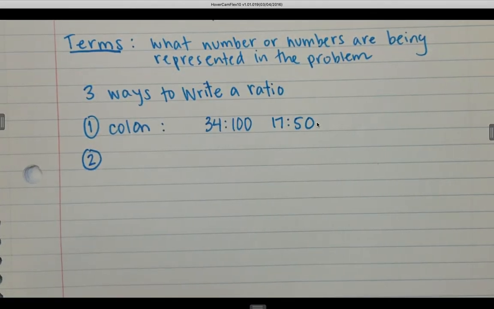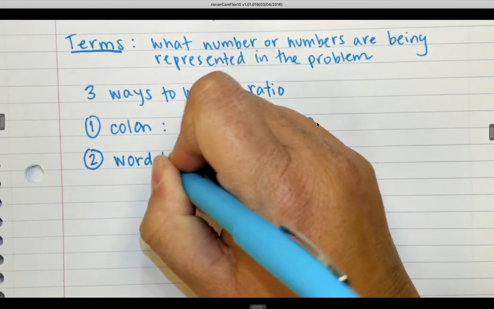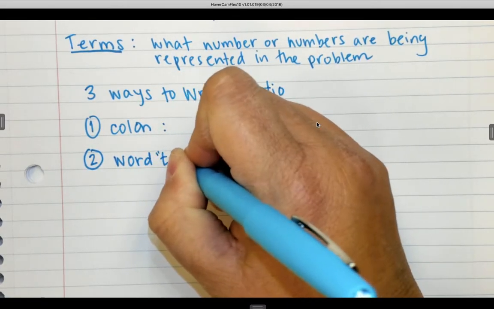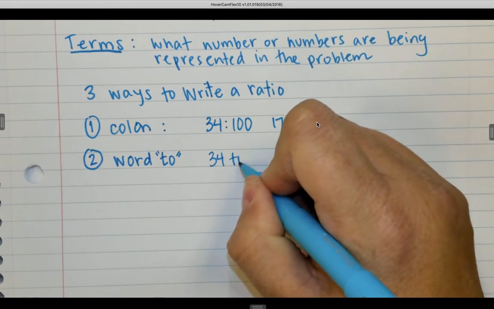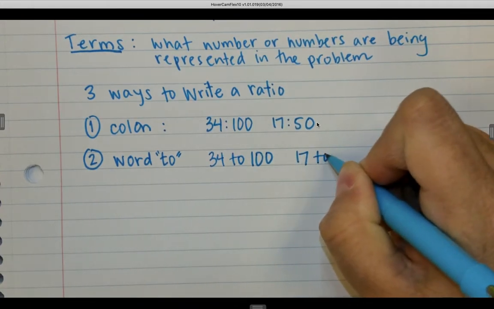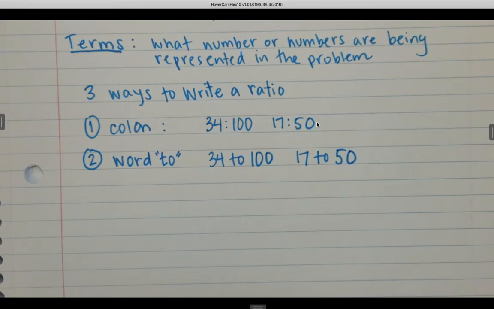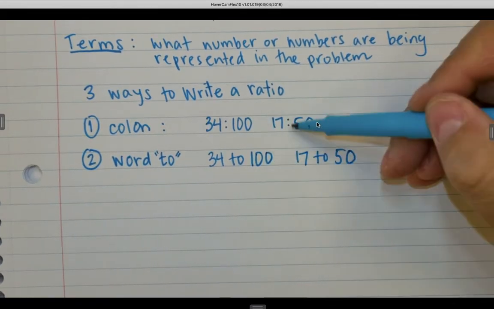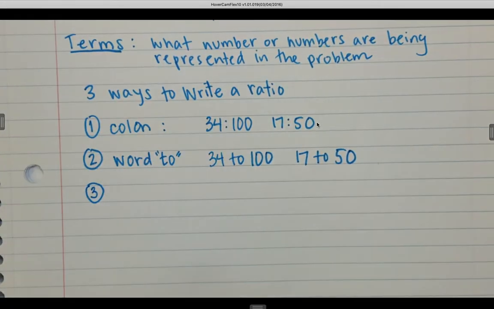The second way is with the actual word to. So 34 to 100 or 17 to 50. These are the same thing, just expressed differently.